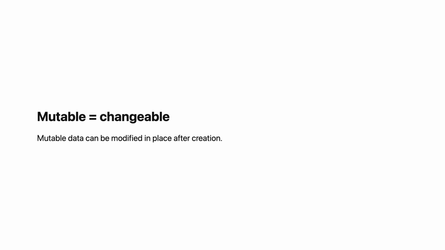The data object stays the same object, but its contents change. If you have a reference to it, you see the new contents. This is how most programming languages work by default. You create something, then you modify it as needed.